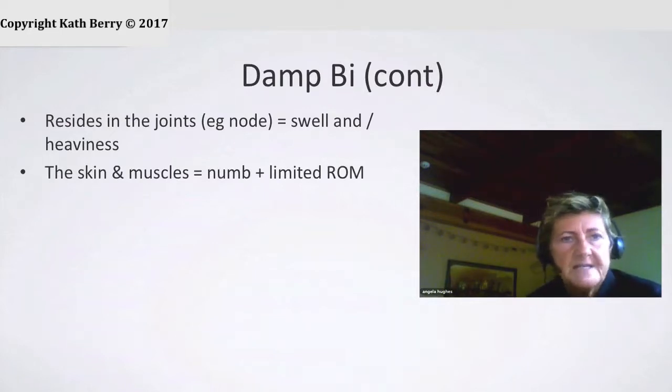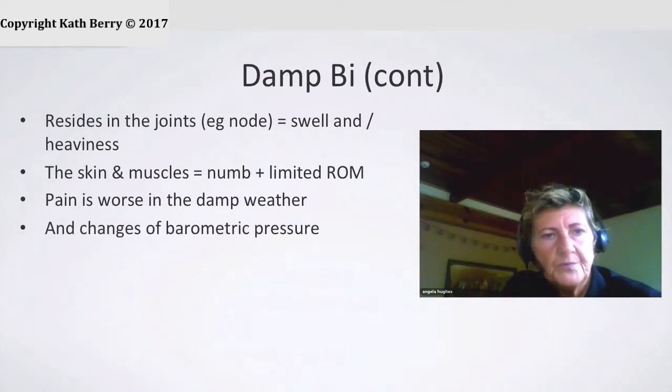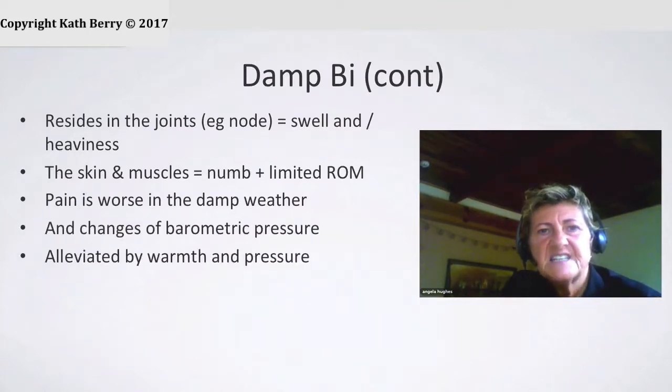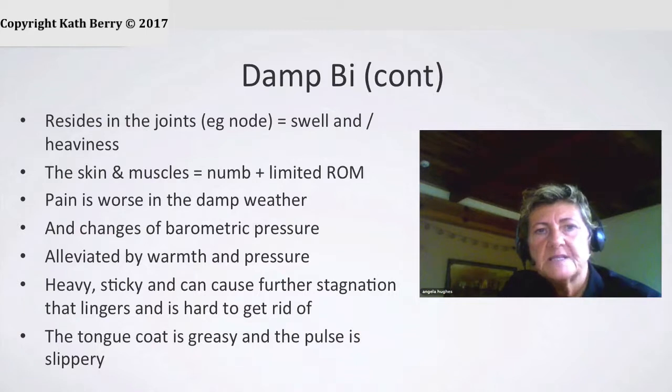So, like I said, the pain's worse in damp weather and changes of barometric pressure. It's alleviated by warmth. It's heavy and sticky and can cause more stagnation. It's really hard to get rid of. So the tongue coat is more greasy, and the pulse is going to be slippery.